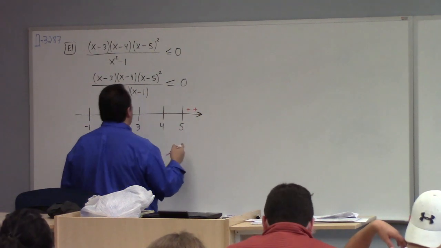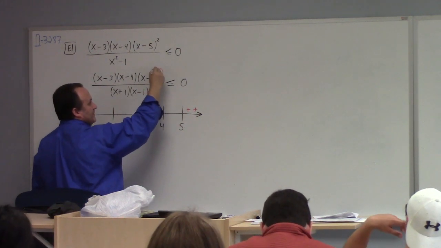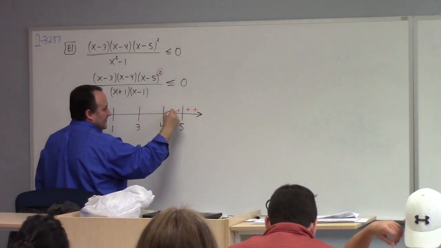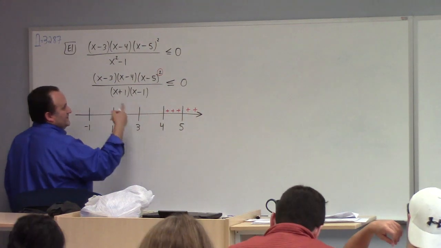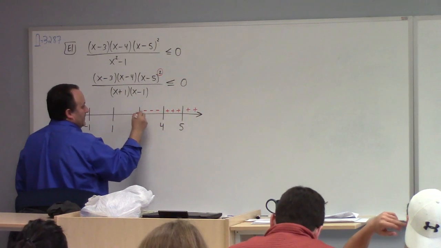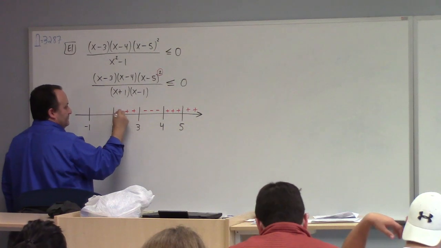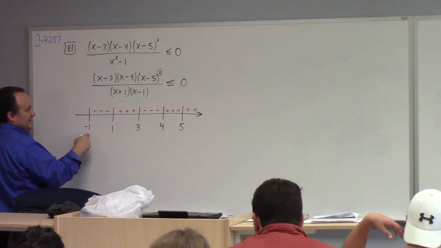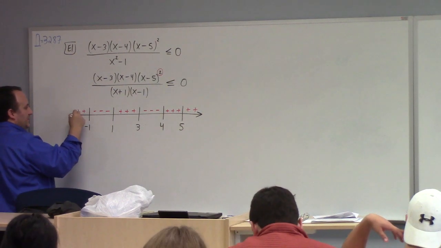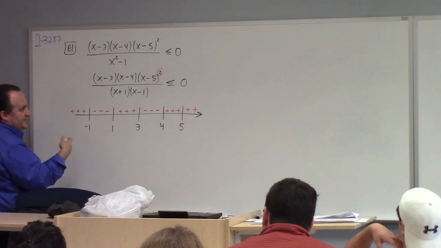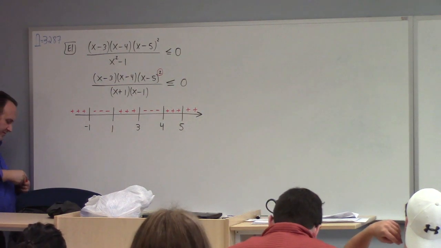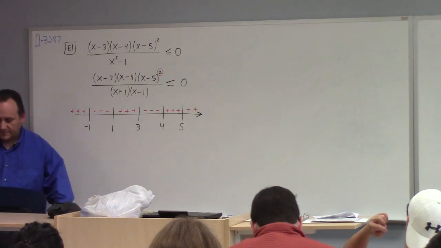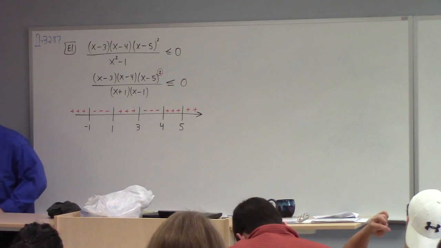Now, we got to be careful. This is a square, right? So that means that I don't flip signs. I stay positive as I go across that, all right? Now I get to 4, I flip signs. I get to 3, I flip the sign again. I get to 1, I flip the sign again. I get to minus 1, I flip the sign again. See, because the only factor here which has an even multiplicity is the (x minus 5) factor.